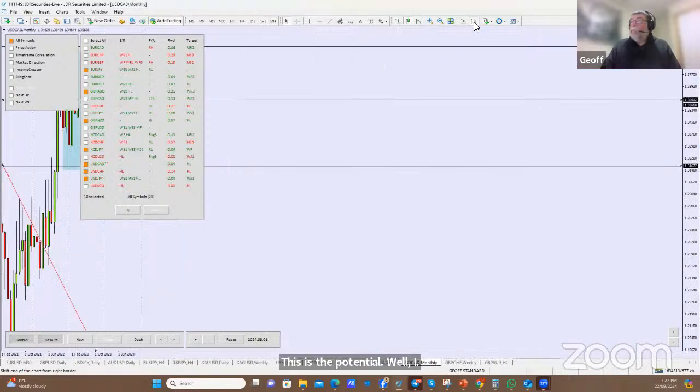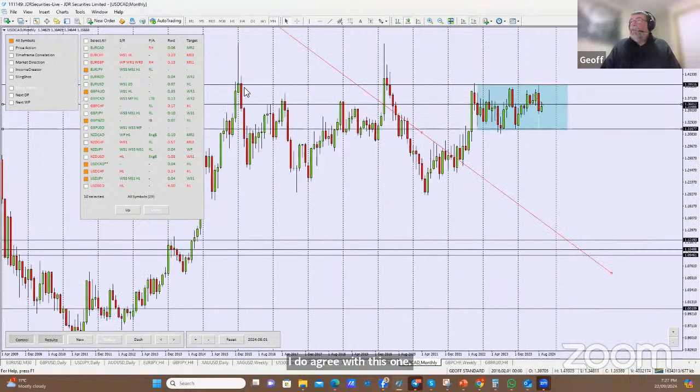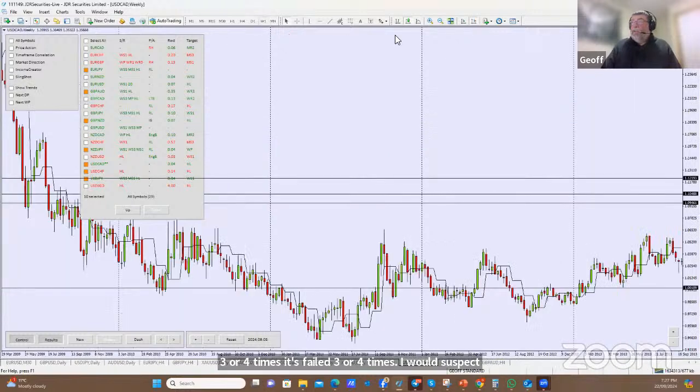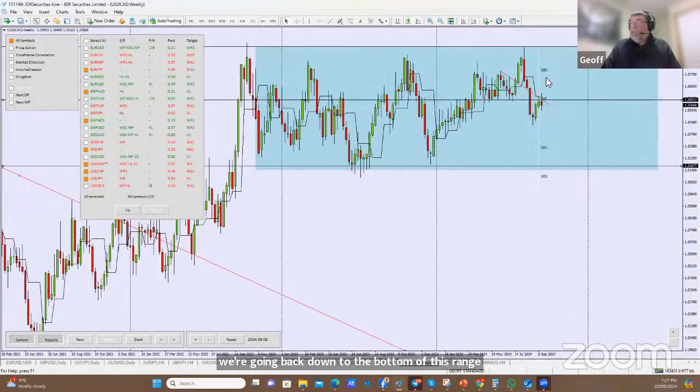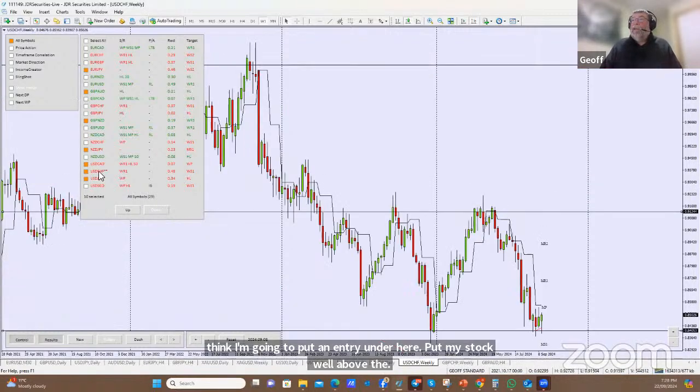Big picture's telling me that we have that big double top sitting there. We've now retested this level 3 or 4 times. It's failed 3 or 4 times. I would suspect we're going back down to the bottom of this range. And for that reason, the weekly game changer bar on dollar versus the CAD makes perfect sense to me. I think I'm going to put an entry under here, put my stop loss well above the bar, and look for downside here on dollar versus the CAD.